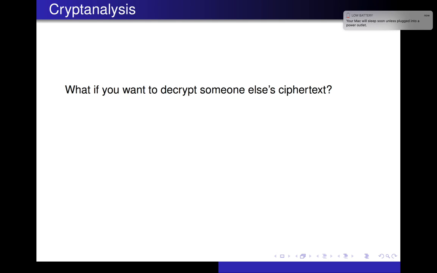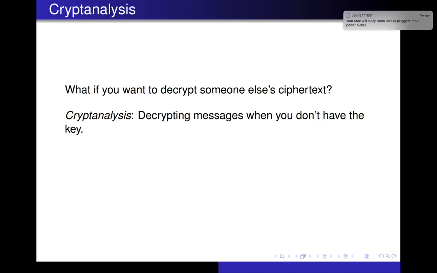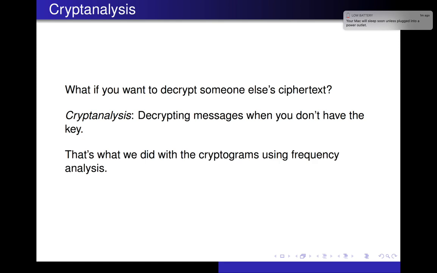Now, the last thing I want to talk about before we get to the end of this video addresses the question, what if you want to decrypt somebody else's ciphertext when it's not intended for you? So that gives us something called cryptanalysis, and cryptanalysis is the act of decrypting messages when you don't have the key. So if you think about what we were doing with the cryptograms, nobody gave us the table of values. Nobody gave us the key for encrypting those cryptograms. We use frequency analysis, knowledge of language, in order to figure out what the messages were without knowing what the key is. And that's going to be another important part of cryptography.